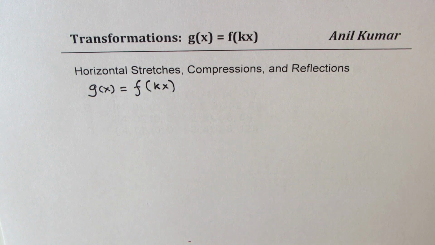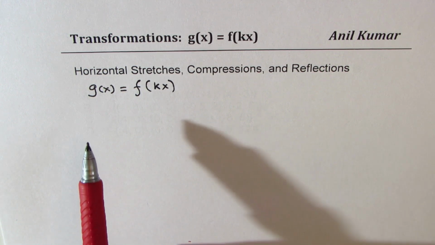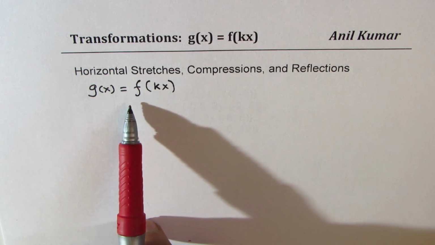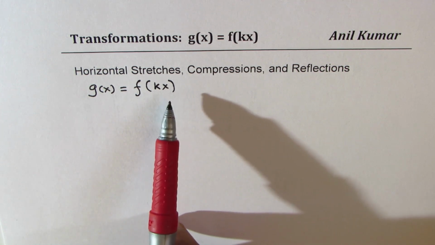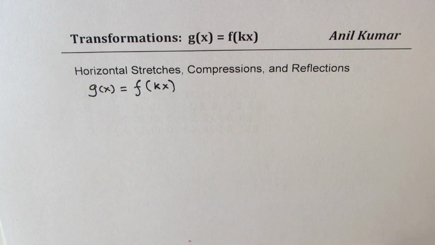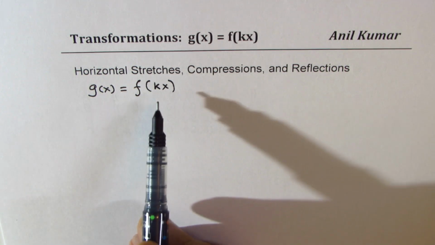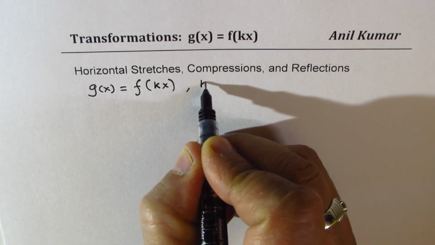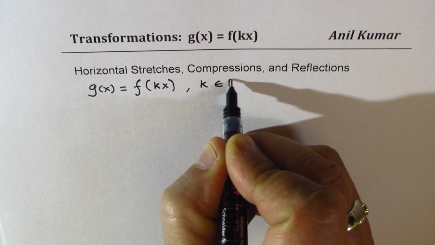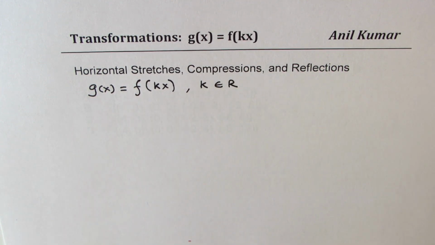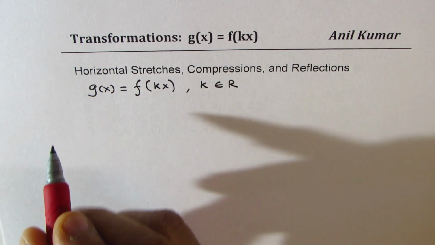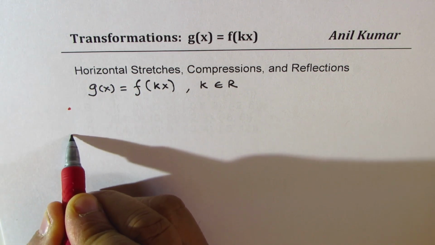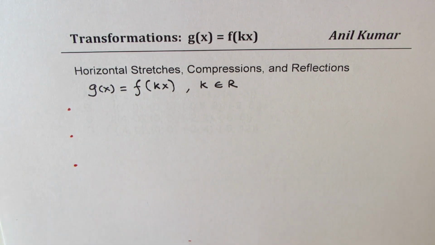Let us now discuss transformations when we're looking into functions of the type g of x equals f of k of x. Here x is being multiplied by k, where k belongs to the set of real numbers. In this case, three things can happen. A combination of these three things can happen depending on the value of k.